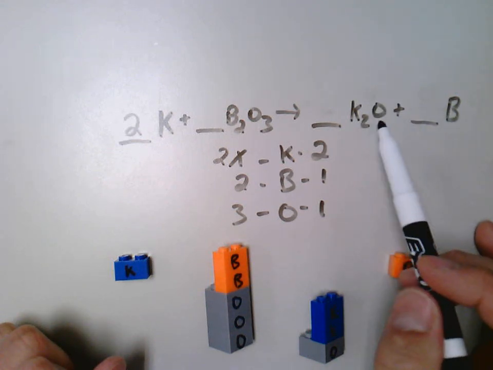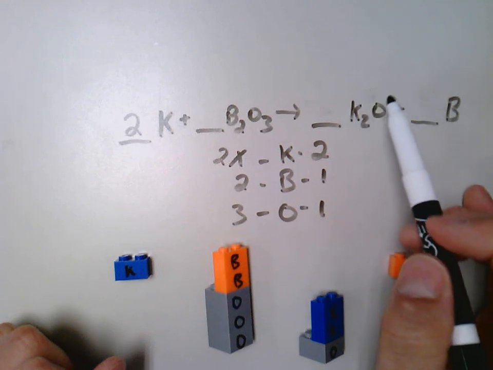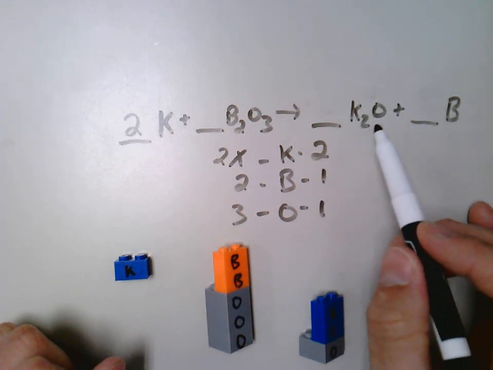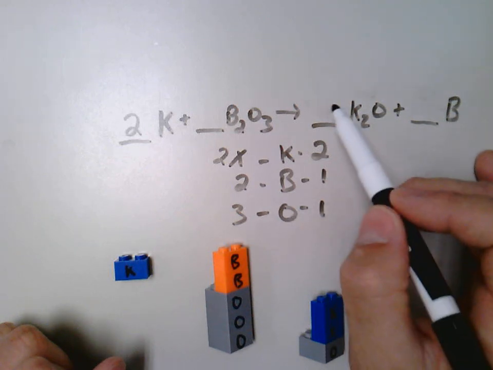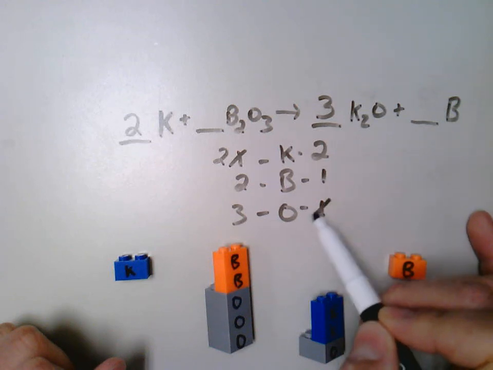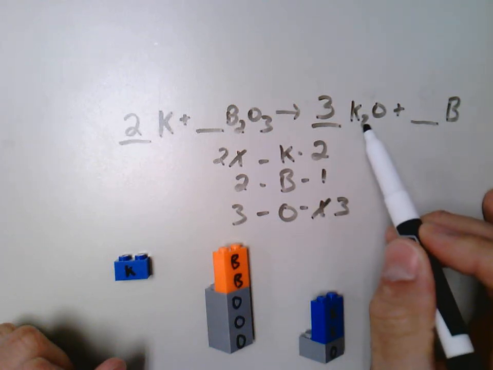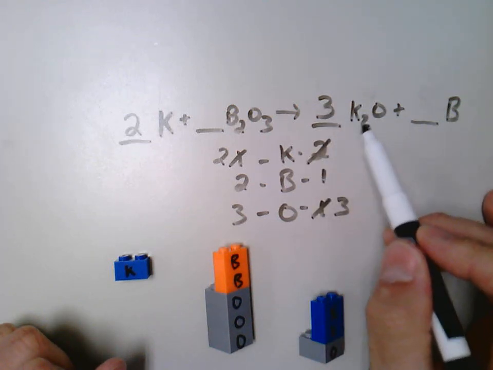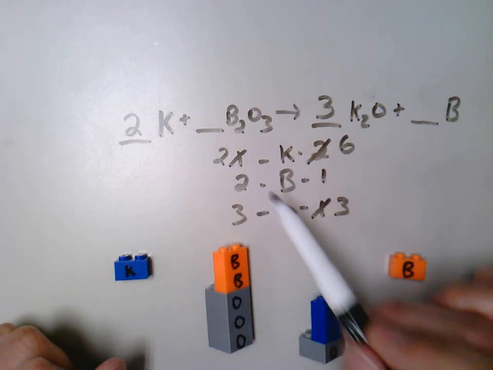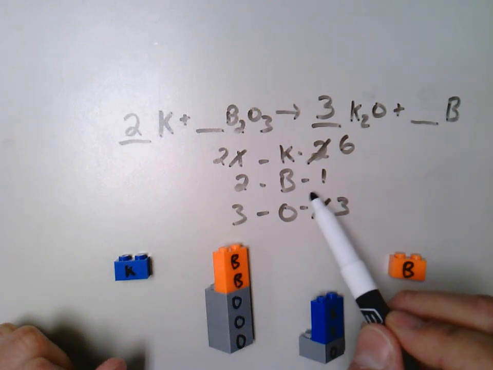Now we look down, we've got on the right side, B and O are both low. So I'm going to go with a more complicated one right here, K2O, and the oxygen needs to be at a 3, so I'm going to go ahead and add a 3. That'll make this oxygen a 3. I'll make this K 3 times 2, which is 6. And we'll have to address that in a second, but let's go ahead and deal with the B.